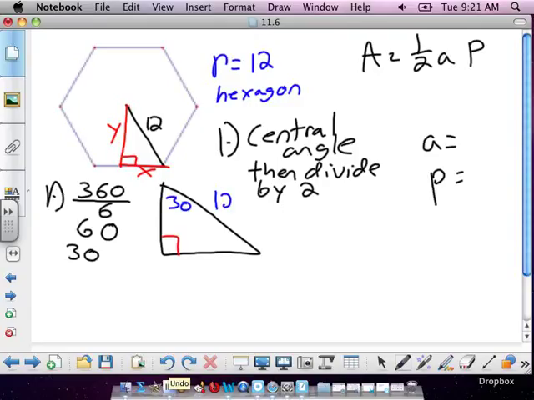Okay, for step number 2, I'm always going to try to find that side first. You could find the apothem first, but I just like to have steps to go by. Step 2: find the side using what? Are we going to find the sides? A trig function.